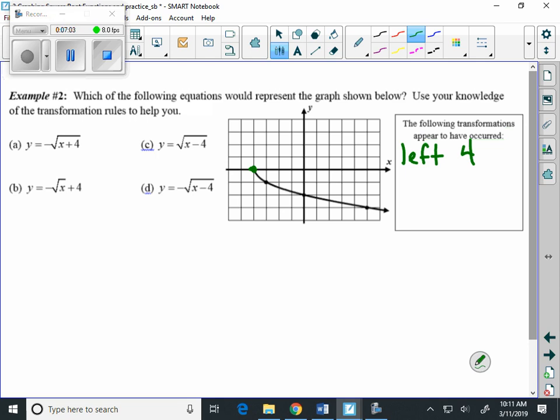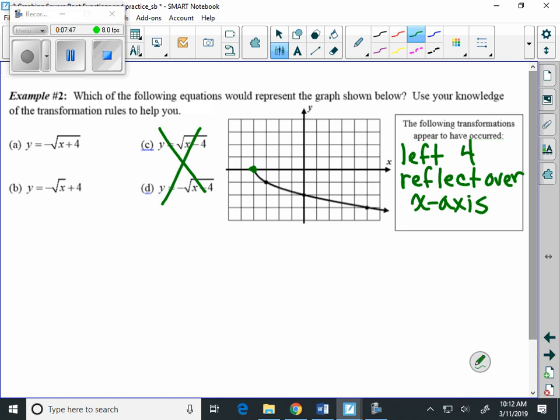If you look again above at your example, your parent function, you see that this graph is flipped over, so it's kind of upside down. It's flipped over the x-axis. And when we take a look at our options, because this is a multiple choice question, left 4 means that we can eliminate option C and option D, because left 4 would be a plus 4.